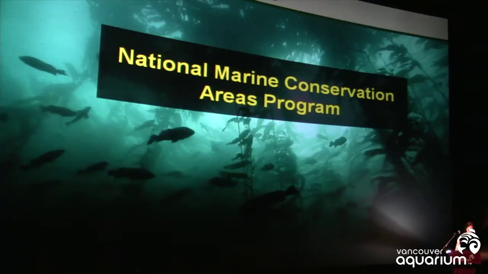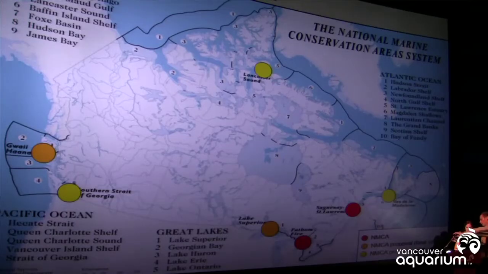National Marine Conservation Areas are established in accordance with the National Marine Conservation Areas Act for the purpose of protecting and conserving representative marine areas for the benefit, education, and enjoyment of the Canadian public and the world. The purpose of Parks Canada's system of National Marine Conservation Areas is to represent each of Canada's 29 natural marine regions.